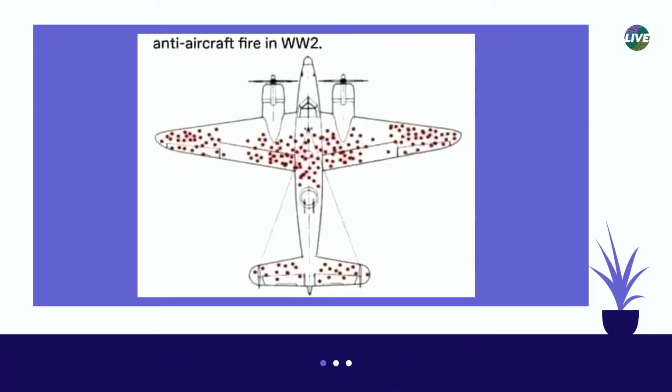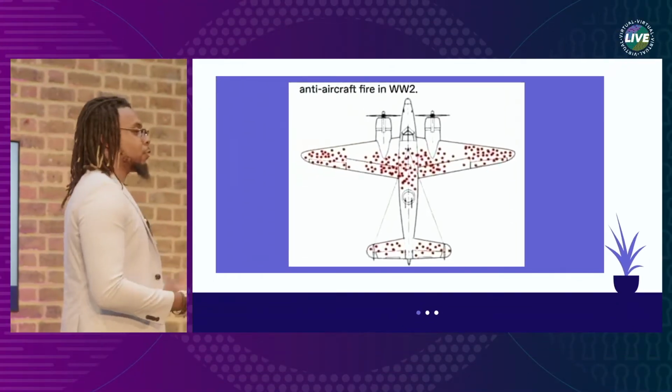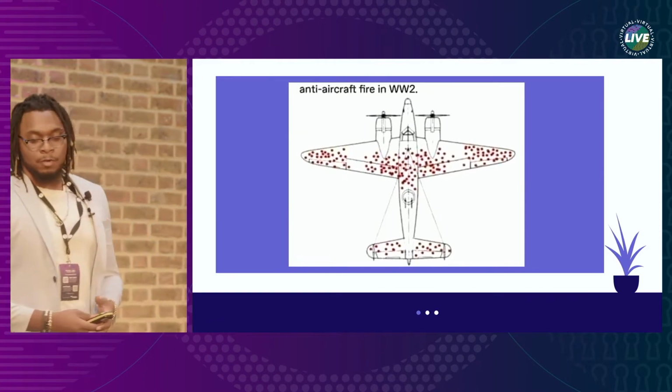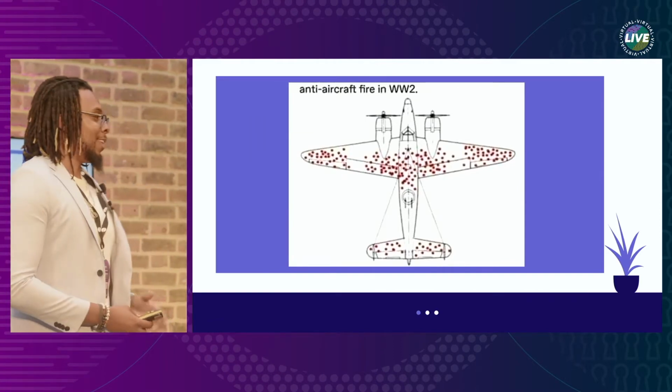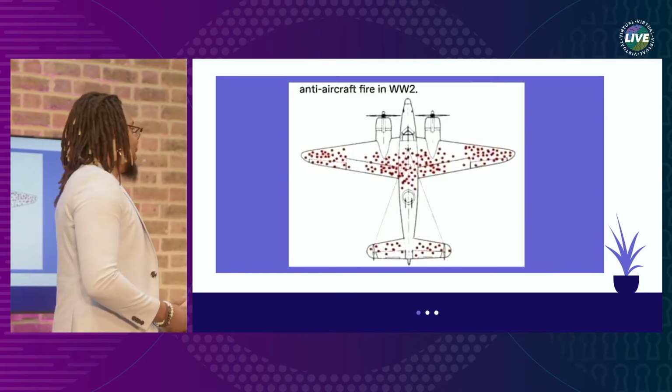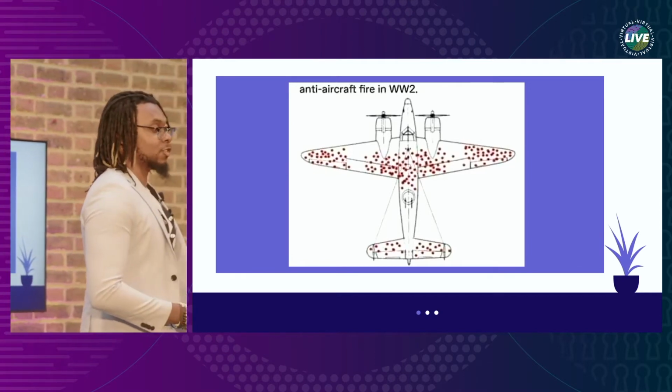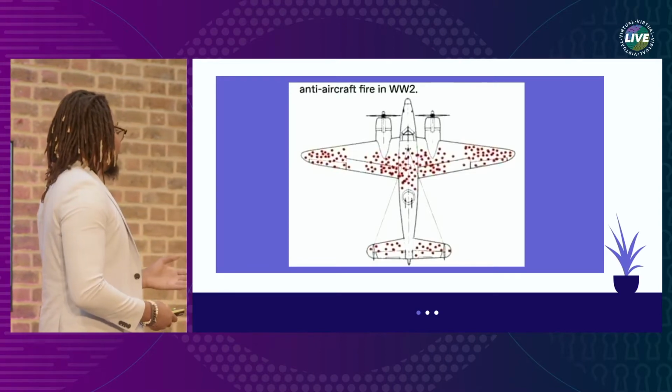In this diagram, you'll see a plane that went into the enemy zone and came back. You can see the hull damage from enemy troopers shooting at the plane. As a data scientist looking at this data, you may think there's damage in certain areas, so that's where we should reinforce. However, a legendary mathematician at the time pointed out that this data set is actually skewed, and it could be misinterpreted.